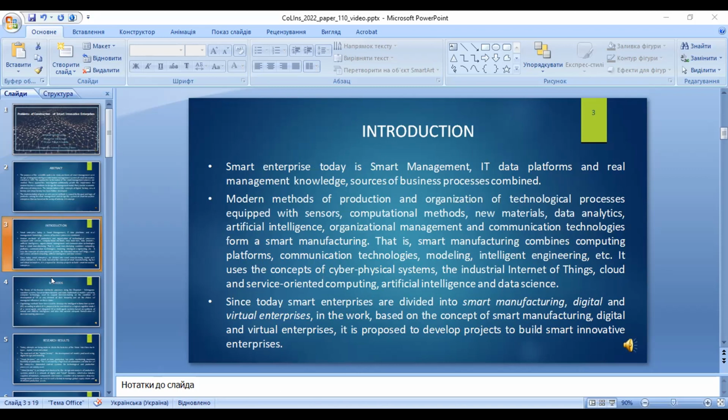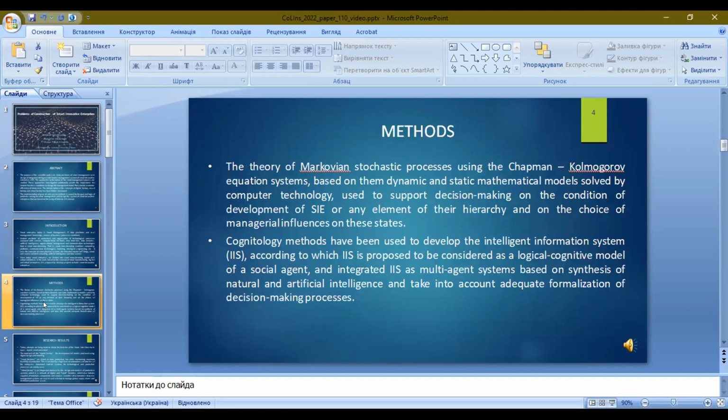The theory of Markovian stochastic processes using the Chapman-Kolmogorov equation system based on the dynamic and static mathematical models, followed by computer technology, is used to support decision making on the condition of development of smart innovative enterprise or any element of their hierarchy and on the choice of managerial influence on these states.